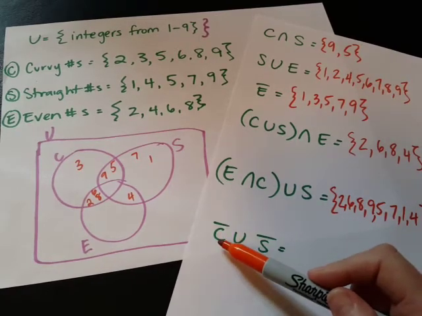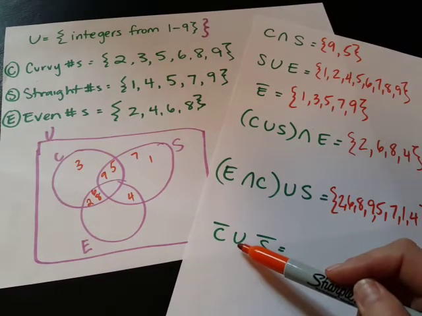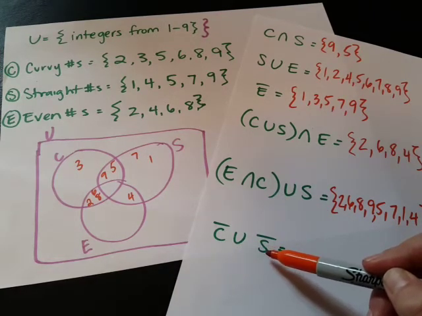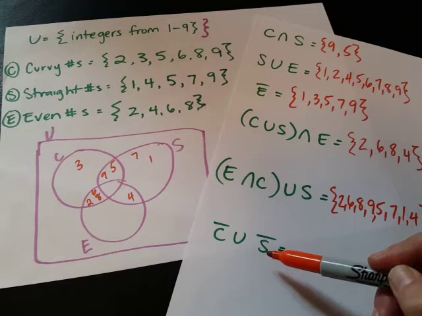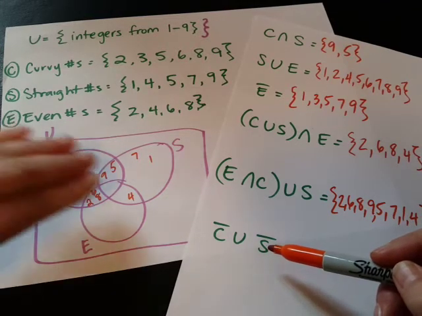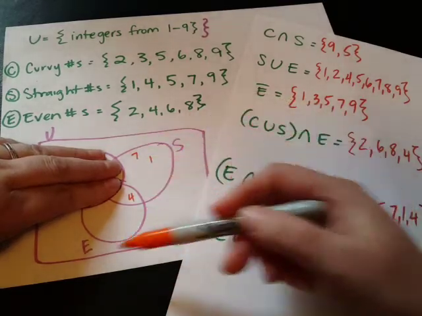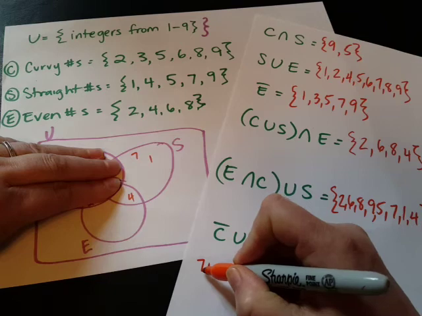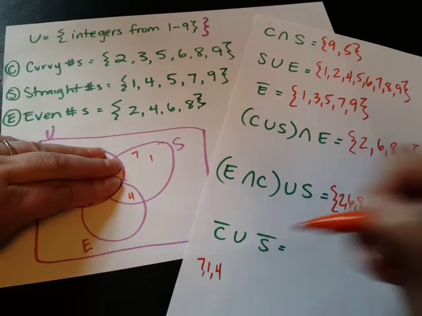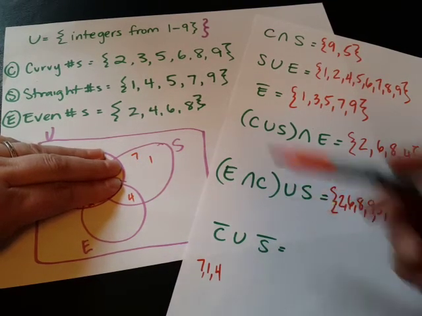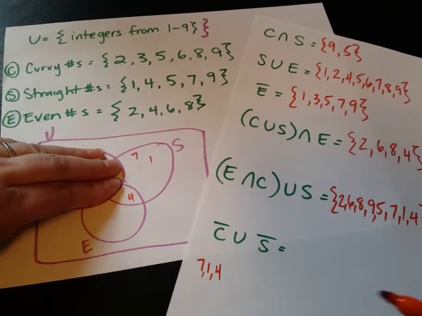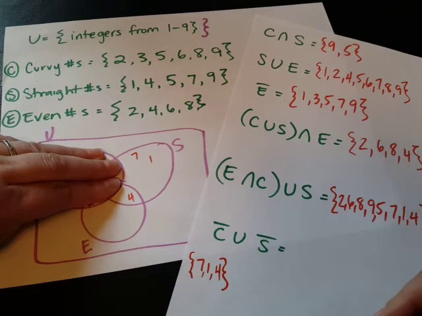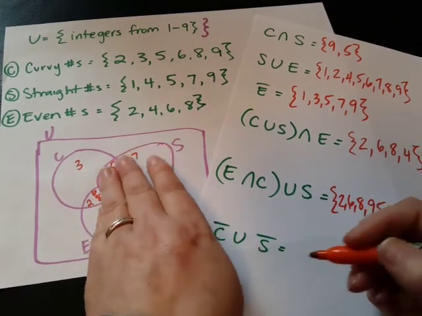And the last one: what is not in C, and marry it to, or form the union with, the things that are not in S. So look at the things that are not in C. So 7, 1, and 4. Those are within the universal set but are not part of C. And let's form a union between that and the things that are not in S.